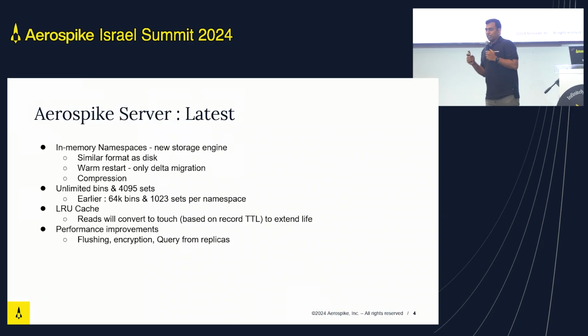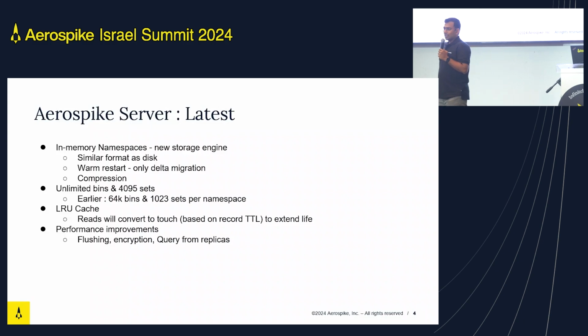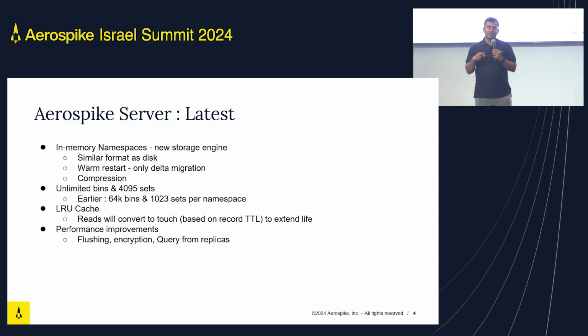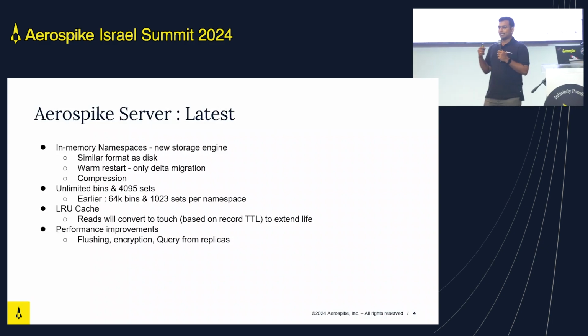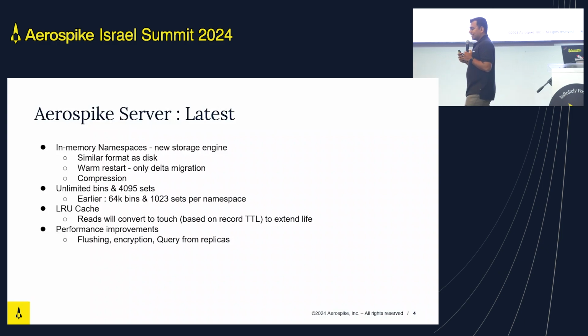Okay. In 7.0, a few months back, we completely redesigned our in-memory architecture. The new in-memory architecture is very similar to how we store things on the disk, how we defrag, how we flush. Everything is very similar to what we do on the disk. But more importantly, all this data that we store in memory is going to be in shared memory. What this means is that you can restart the nodes. If you are doing a planned restart, you are not going to lose all this data.